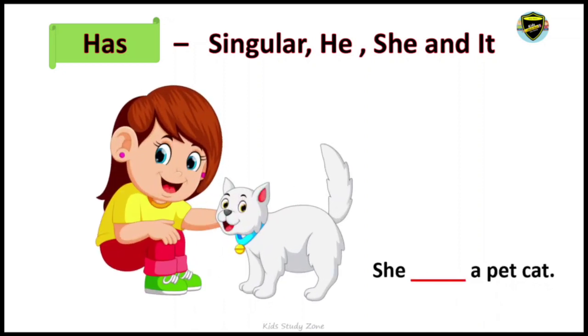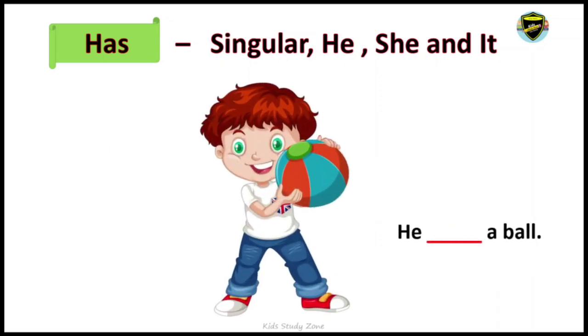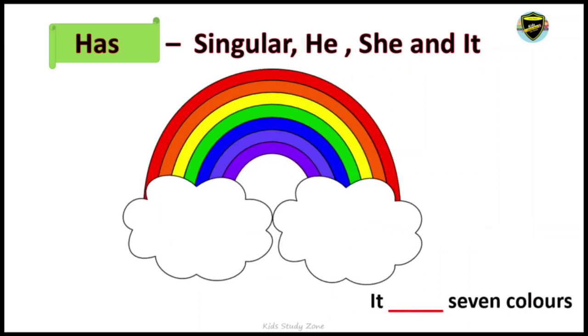She dash a pet cat. Here we can see she. Let us see the rule box on top. She. She is there. With she we will write has. Very good. Now let's see the next one. He dash a ball. He is there in the rule box. With he we will write has. So we will write he has a ball. Next one. It dash 7 colors. It is there in the rule box. So with it we will write has. It has 7 colors.